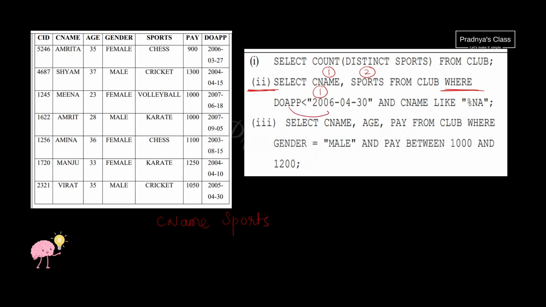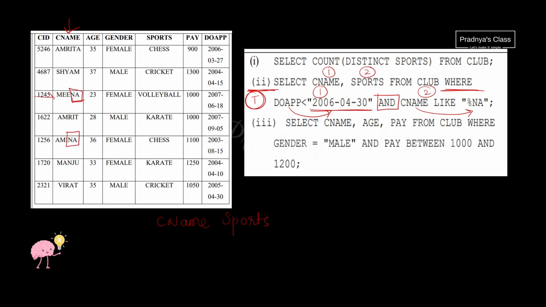Date of application should be less than the mentioned date. With the AND operator, we have a second condition too: CNAME like '%NA'. Both the conditions should be true. Look at the second condition. Here is the CNAME column. %NA means the name's starting can be anything but the last 2 characters should be NA.